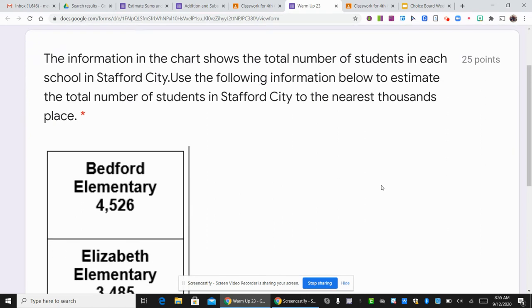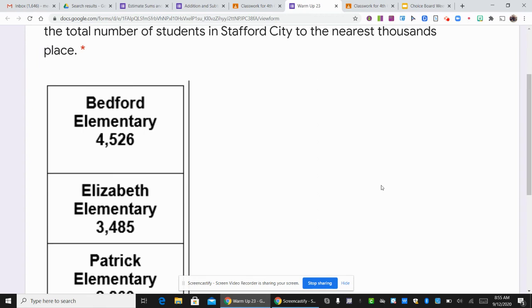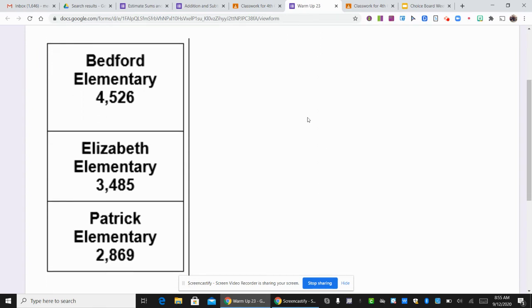Number 2, and the information in the chart shows the total number of students in each school in Stafford City. Use the following information below to estimate the total number of students in Stafford City to the nearest thousands place. So you should have looked at all three elementary schools, Bedford Elementary, Elizabeth Elementary, Patrick Elementary, and rounded each one of those numbers to the nearest thousands place.